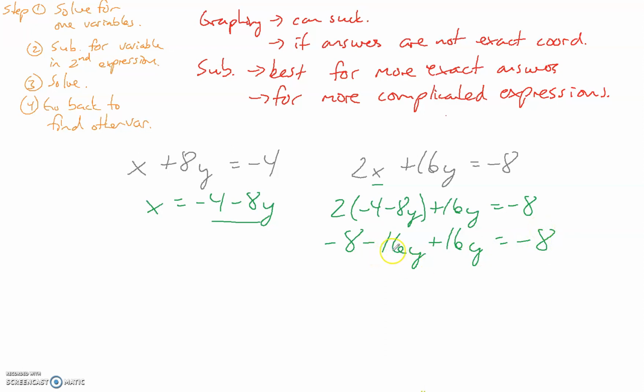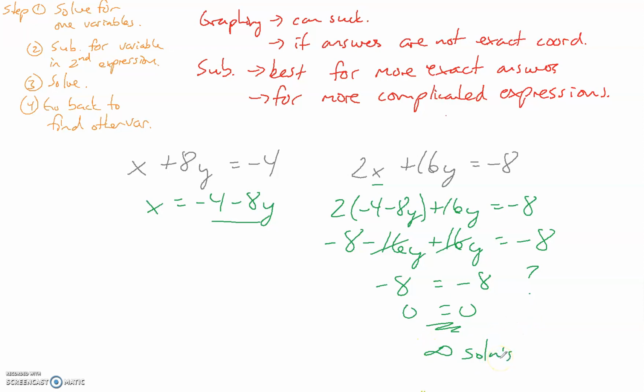Okay, so -16y plus 16y, well, those cancel out. And I've got -8 left because those canceled. -8 is equal to -8. Well, that's kind of strange. Well, it's not actually strange. What happened here is, you can add 8 to both sides, you'd have 0 equal to 0. When you have something like this, this would have infinite solutions.